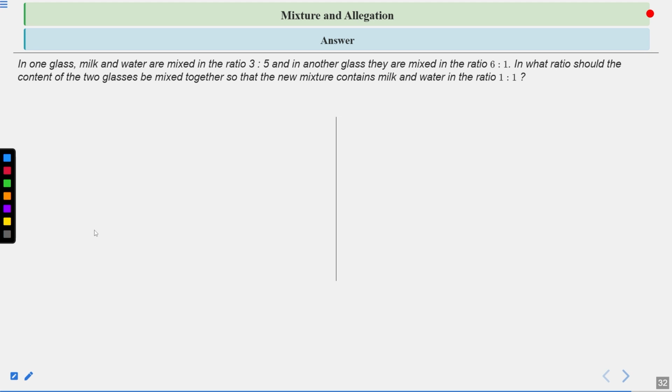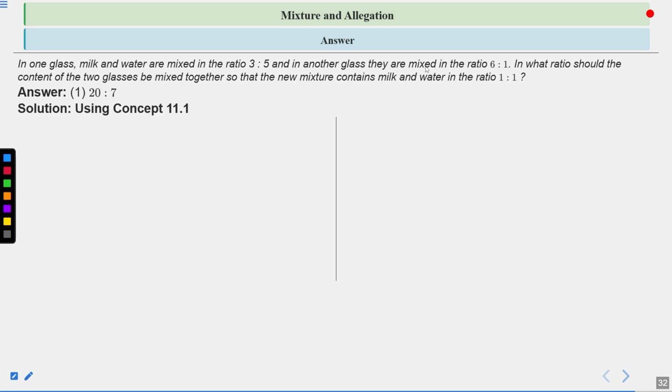If we let one glass contain a total of 8 liters in the ratio 3:5, out of this 8 liters, 3 liters is milk. In the same way, in the other mixture, out of a total of 7 liters, 6 liters are milk. Now when we mix them, we need to get 1 liter of milk out of 2 liters, because the ratio is 1:1. So we use the alligation formula and we get our answer. The correct answer of this question is the first one, which is 20:7.